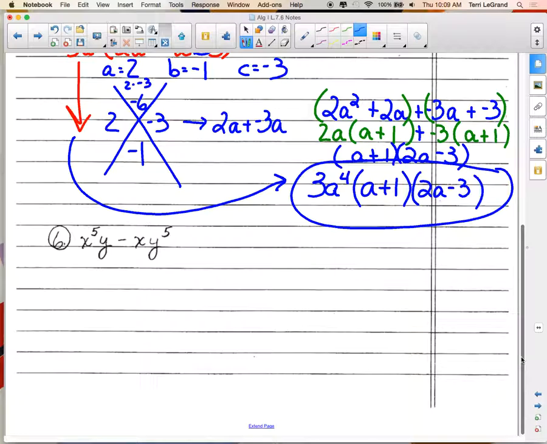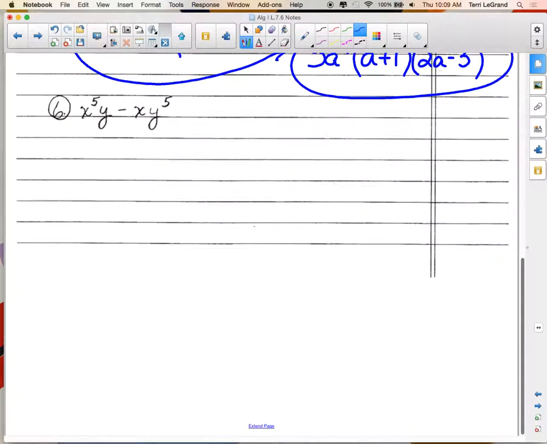Okay. Last one. Does it have a GCF? What is it? X. Just X? XY. So there's 5 factors of X here, 1 factor of X there, can only take out 1 X then. 1 factor of Y, 5 factors of Y. Oh, can only take out 1 Y then. XY is the GCF. So what's the resulting factor? X to the 4th minus Y to the 4th.